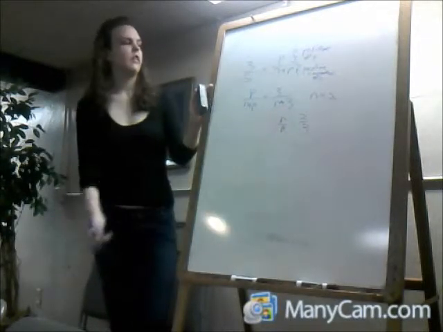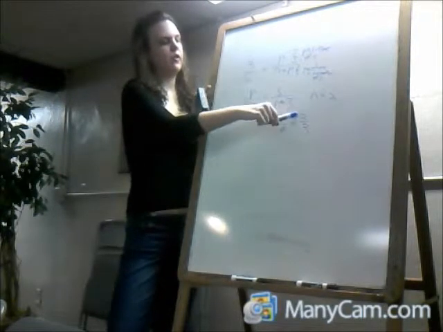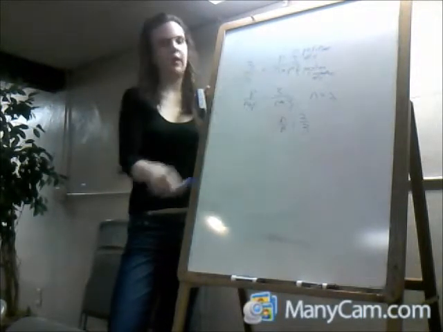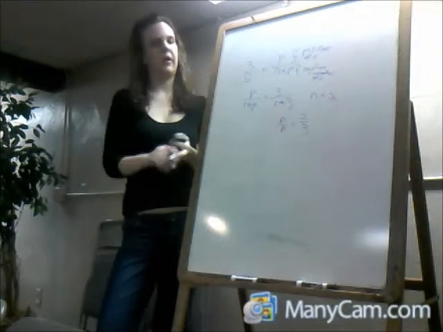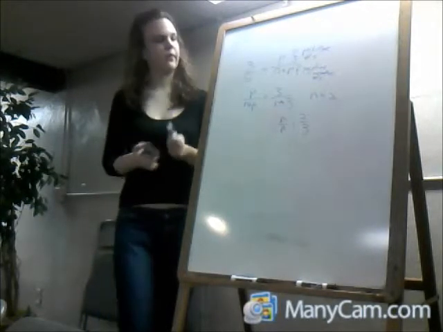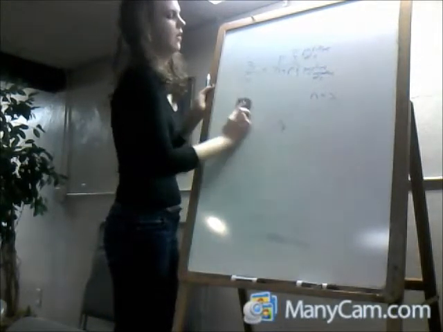But if they ask us to find, since this is a reduced fraction, if they ask us to find n and p uniquely, we'd have to cross multiply and solve. Yep. Okay.